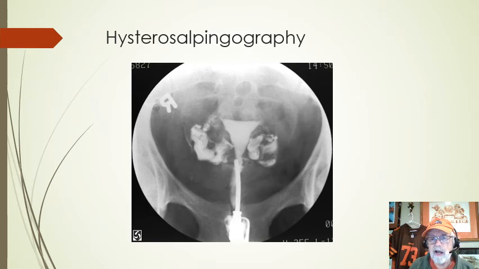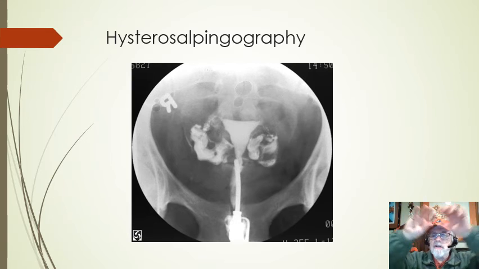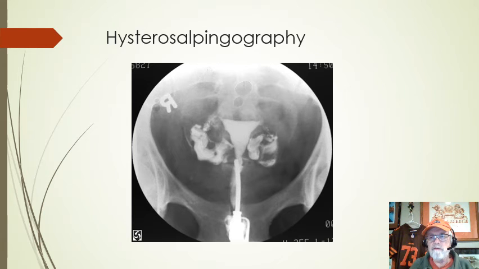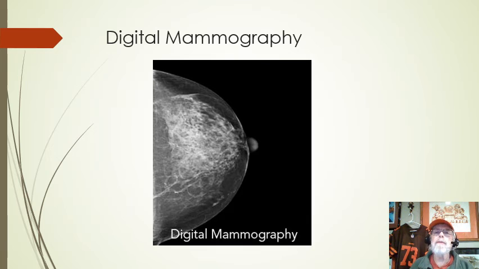And you can look at the dye on both sides of that, and that's the dye that's actually come out through the fallopian tubes to show that the fallopian tubes are open. People who have infections in the fallopian tubes frequently get scarred down. Okay. This is a digital mammogram, and they're looking at the breast tissue.